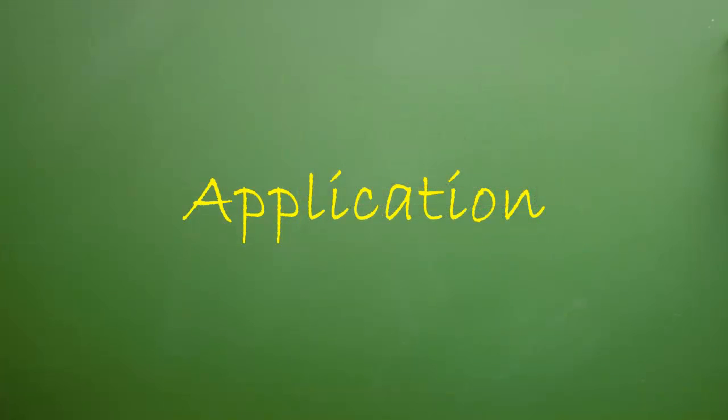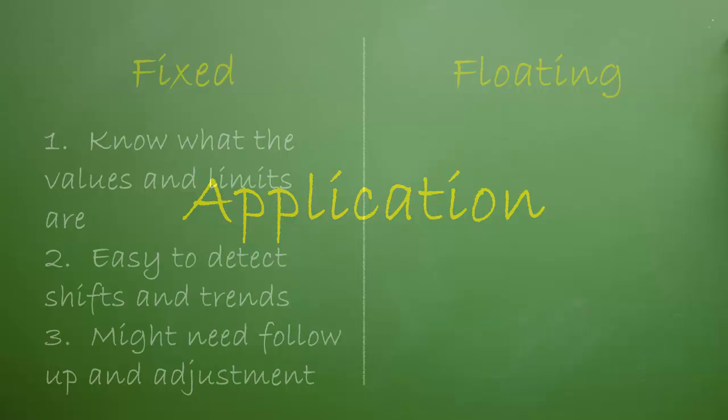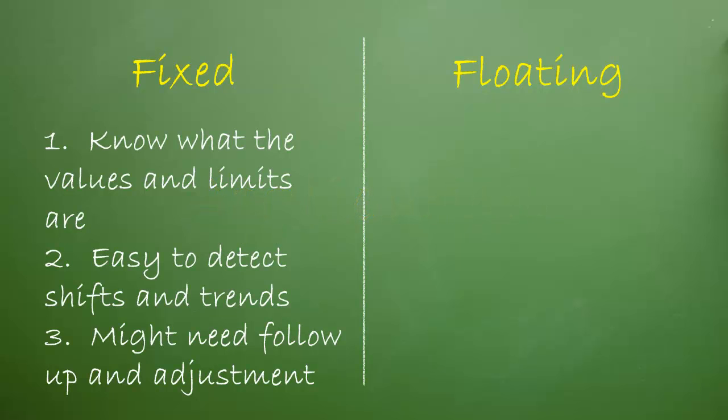At this point, you might be asking yourself if you should use fixed or floating statistics. It's up to the individual lab to decide this, but here are some pros and cons. With fixed means and SDs, you'll always know what your values and your limits are. This should make it easy to detect shifts and trends. On the downside, a fixed mean might need follow-up and adjustment. This may occur with new reagent lots, maintenance, or calibration.